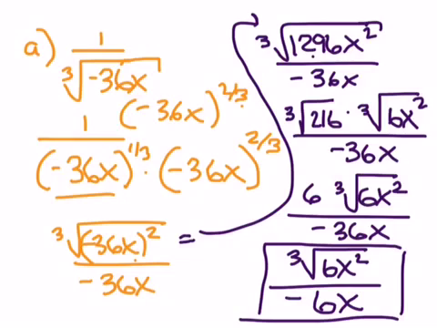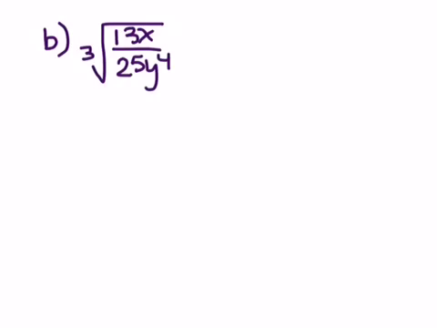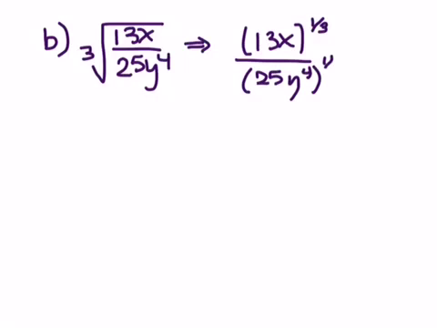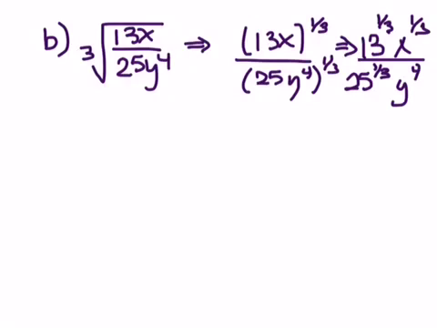Okay, let's do one more. I'm going to do example B. So B is the cube root of the fraction 13x over 25y to the 4th. First I'm going to write this in power form. So that's the quantity 13x to the 1/3 power over 25y to the 4th to the 1/3 power, which gives me 13 to the 1/3, x to the 1/3, over 25 to the 1/3, y to the 4/3.